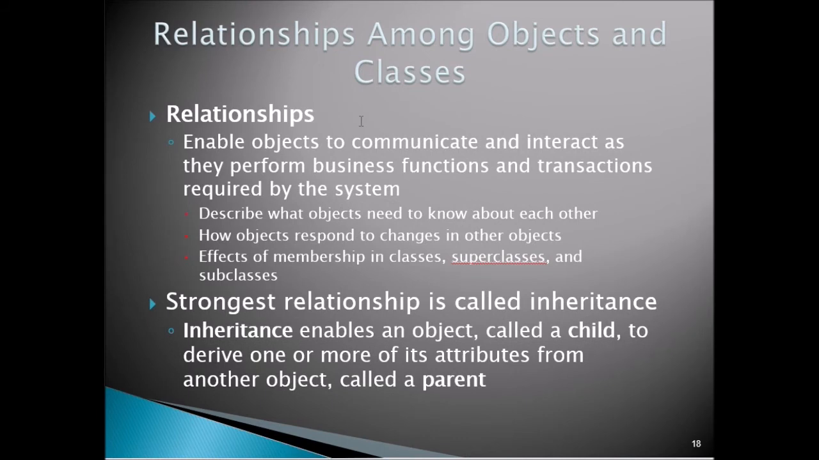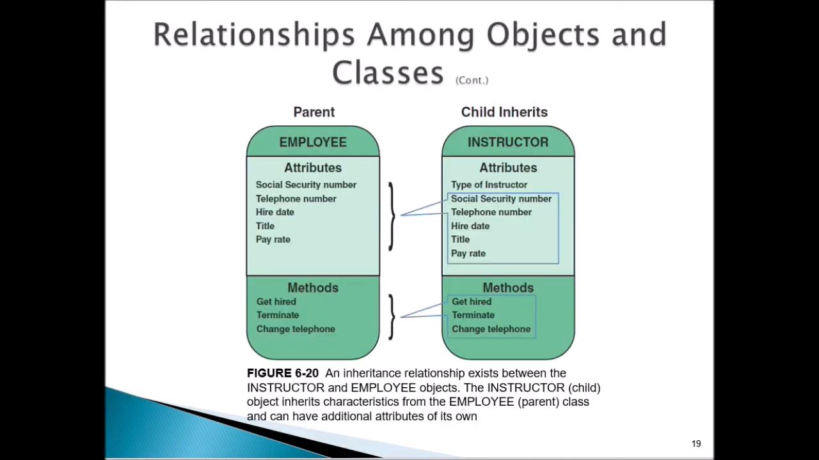Here, let's go through relationships amongst objects and classes. Relationships enable objects to communicate and interact as they perform business functions and transactions required by the system. They describe what objects need to know about each other, how objects respond to changes in other objects, and the effects of membership in classes, superclasses, and subclasses. The strongest relationship is called inheritance. Inheritance enables an object called the child to derive one or more of its attributes from another object known as the parent. Let's take a look at an example of this here.